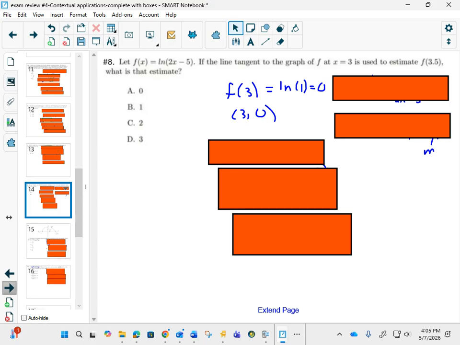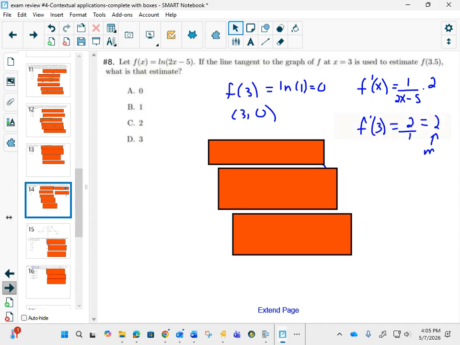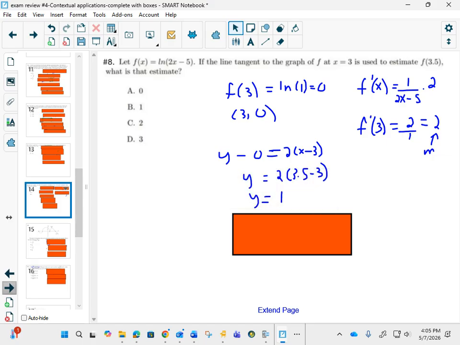To get our slope, we need our derivative. Tiny little chain rule here. And we want to find that slope specifically at 3. So we plug in 3, and we get a slope of 2. Once you have a slope and a point, plug it in. And again, I would plug the 3.5 in before I distribute. 2 times a half, we get 1.